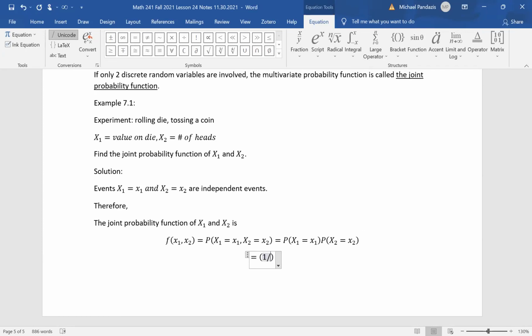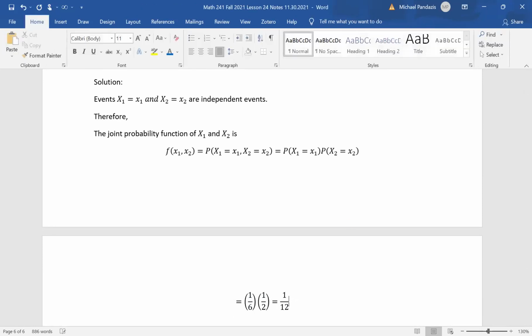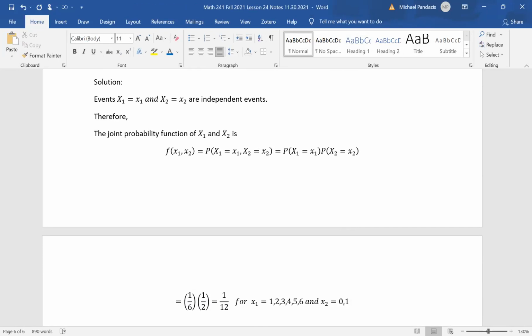So the probability of any outcome of rolling a die is 1/6. And the probability of any outcome of tossing a coin is 1/2. And so 1/6 times 1/2 is 1/12. Okay, and this is for all possible values of x1 and x2. So this is for x1 from 1 through 6 and x2 being 0 or 1.